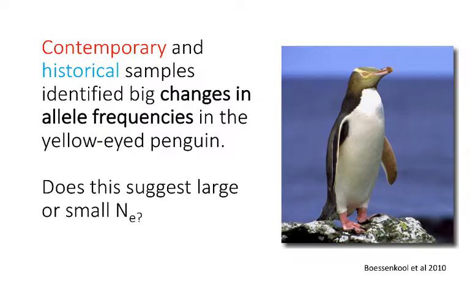And what they found was really large changes in allele frequencies. So does that suggest a large or a small population size based on what we just talked about? So if you said small, you are right. So if you have a small population, drift will have a larger effect, which leads to bigger changes in allele frequencies between your historical and contemporary samples.